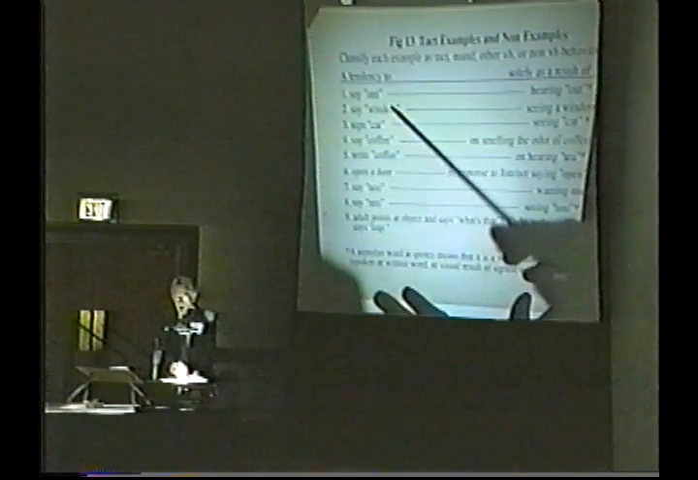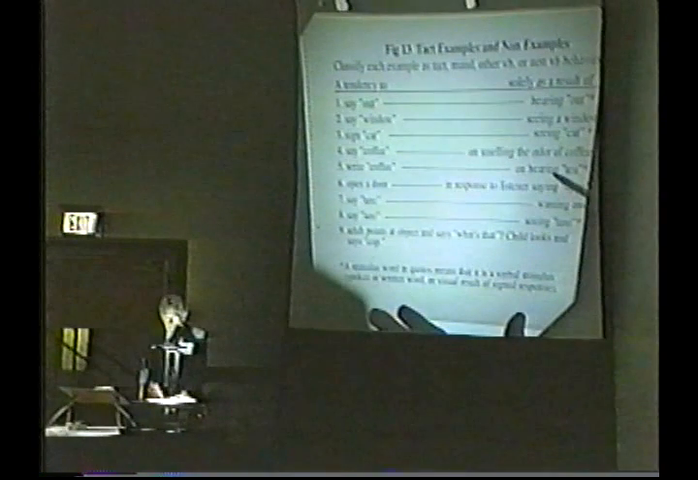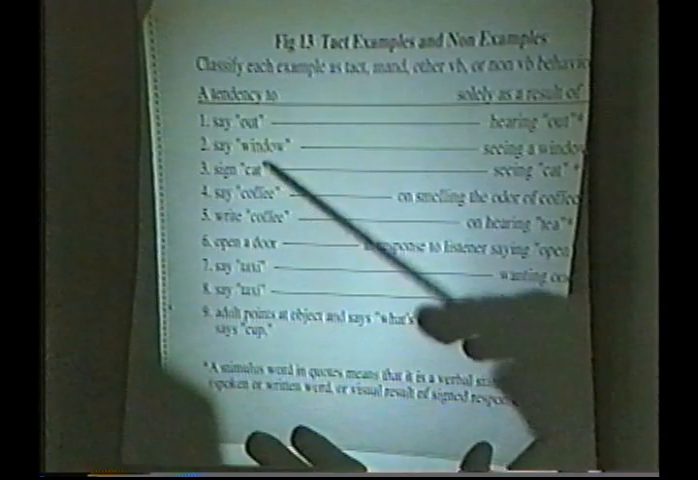Okay, a tendency to say out as a result of hearing someone else say out. Well, that's clearly not a tact because this is a verbal stimulus. Hearing somebody say something is a verbal stimulus. Remember, tacts are controlled by nonverbal stimuli. So that's other verbal behavior. To say window as a result of seeing a window. That's a tact. A window is a nonverbal stimulus.